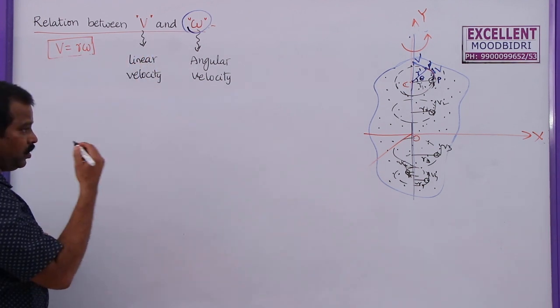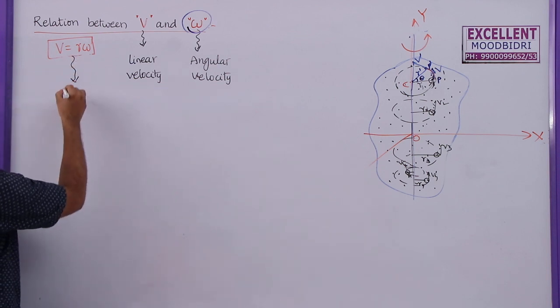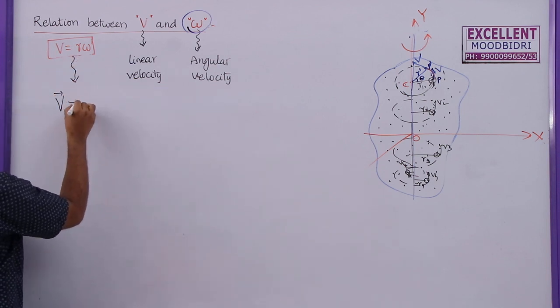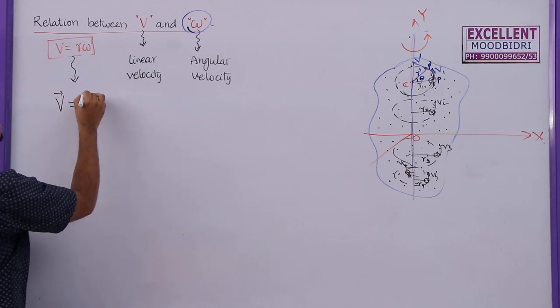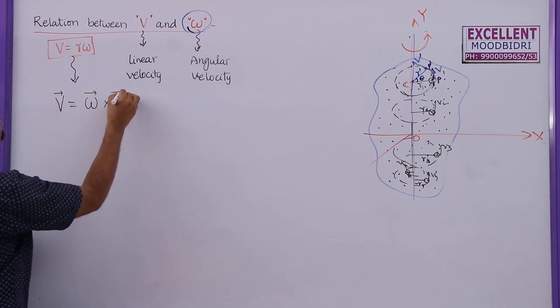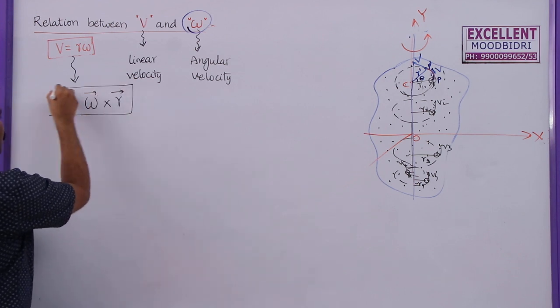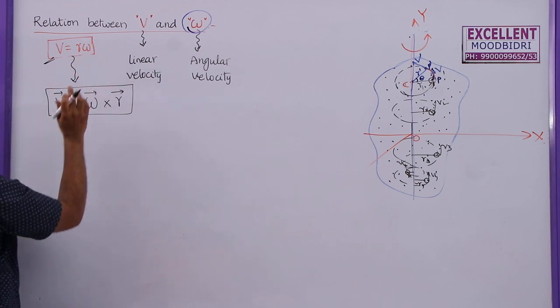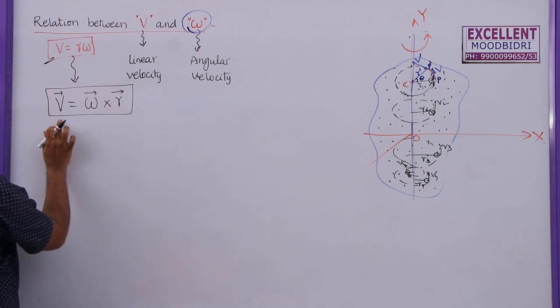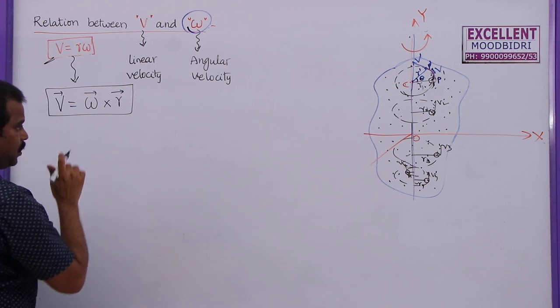Now how do we write the vector form of this? Remember students, v bar is not equal to r bar cross omega bar. It is omega bar cross r bar. Please remember the difference. While writing the scalar form, you can write v is equal to r omega, no problem. But while writing in the vector form, v bar is equal to omega bar cross r bar.